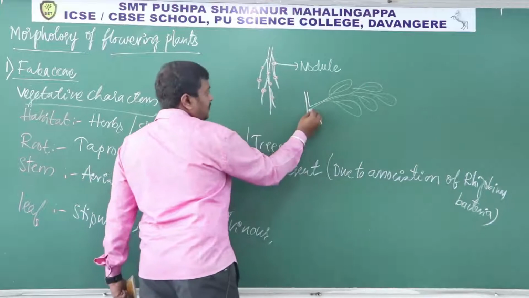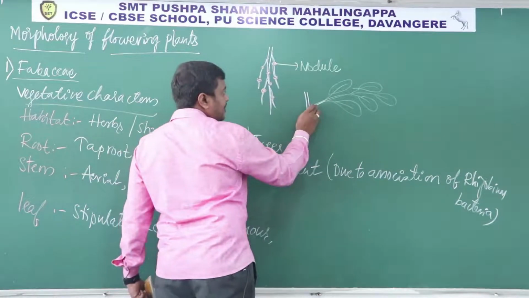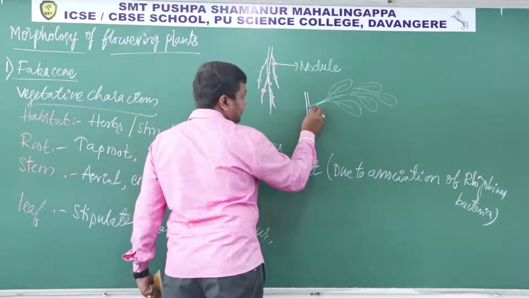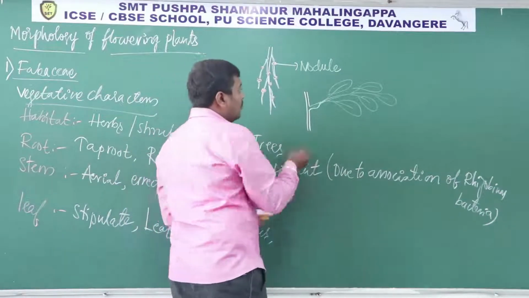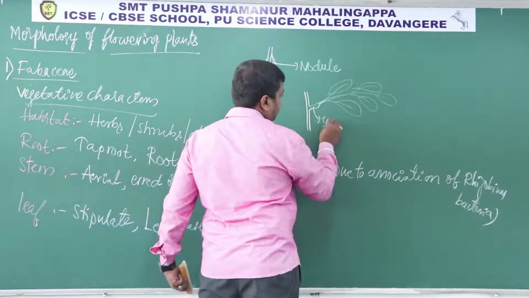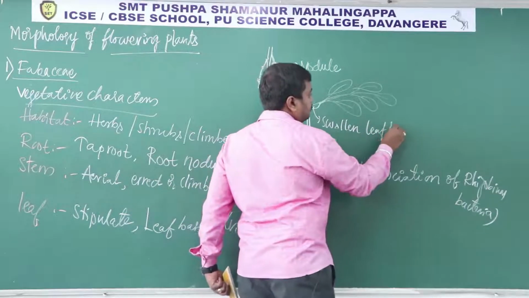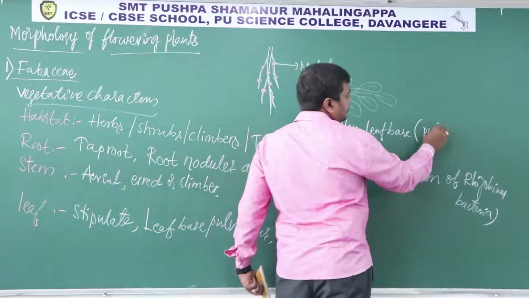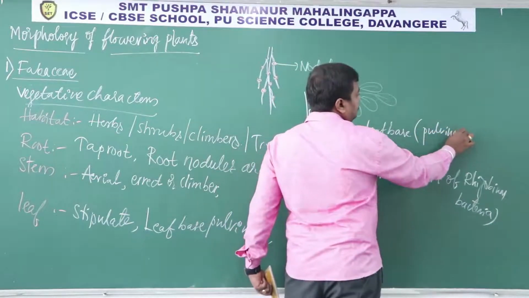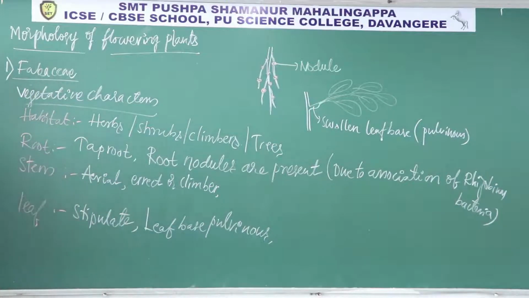Okay, this is the normal leaf base. ಈ ಥರ ಇರುತ್ತೆ. But here in Fabaceae, the leaf base gets swollen like this. So this is a swollen leaf base. The swollen leaf base is called pulvinous. A swollen leaf base ನ ನಾವು pulvinous ಅಂತ ಕರಿತೀವಿ. So leaf base is pulvinous.